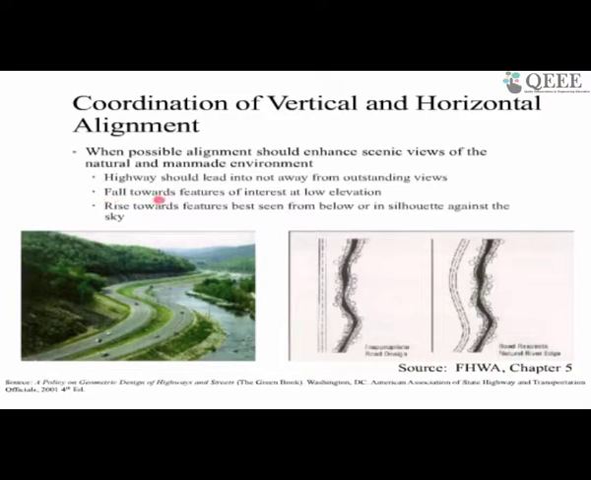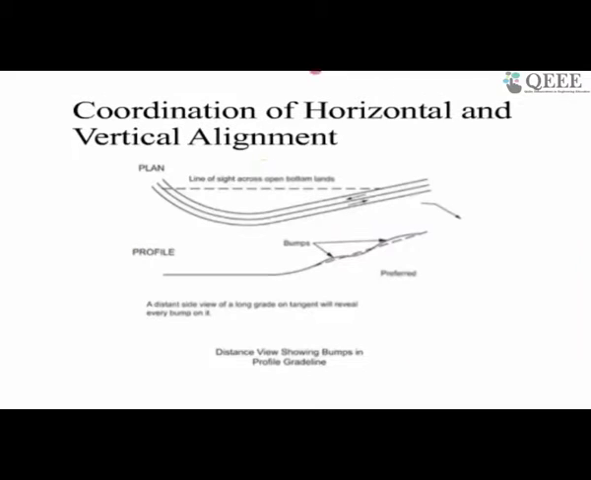And how should we consider it? The highway should fall towards features of interest at low elevation and rise towards features best seen from below or in silhouette against the sky. Things which you like to see against the sky, like mountains, at that point an upward gradient is quite good. And if you want to see a river which is down in the valley, then a descending gradient is quite good. Then the other condition which is going to come up is here.